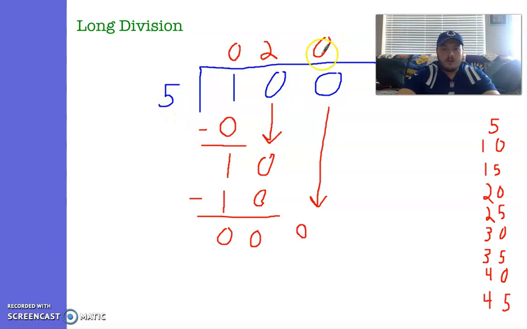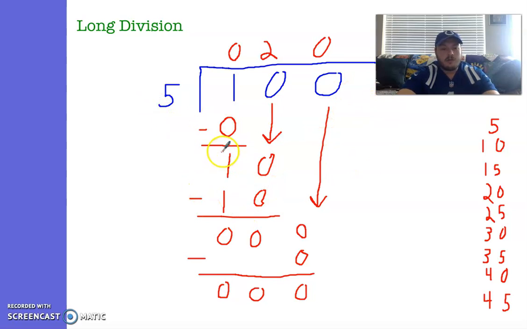So again, whenever I put a number up top, I need to remember to multiply it. So 0 times 5, which is 0. I can subtract this out. And whenever I do, I'm left with nothing. And I have nothing else to bring down, so I know I'm done.